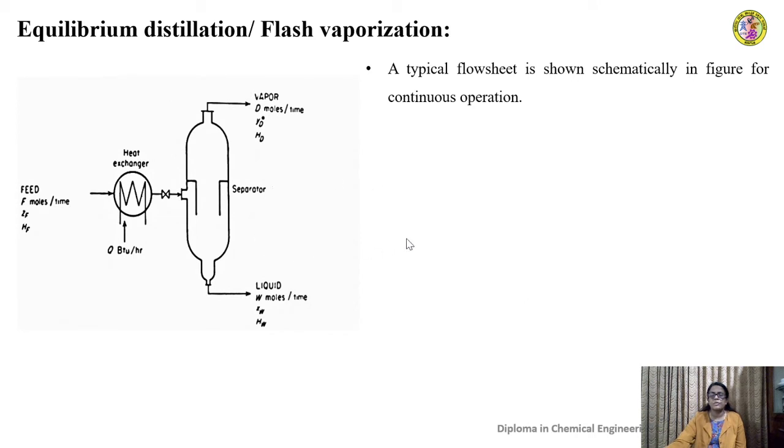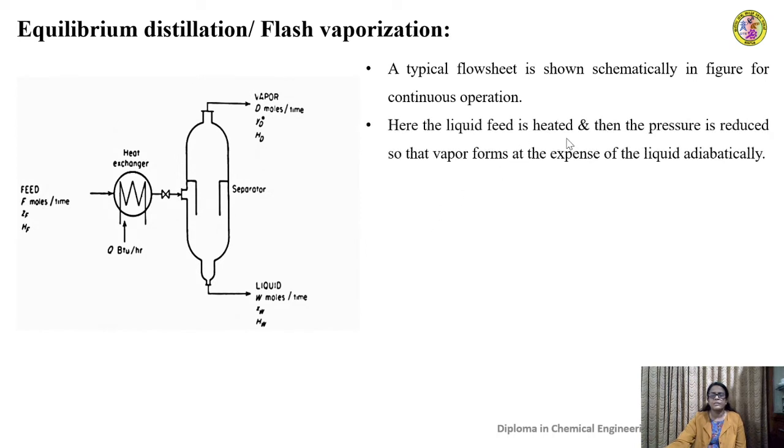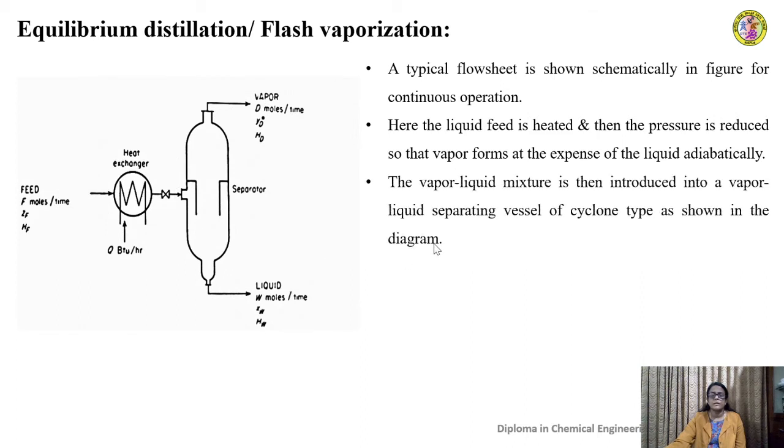So this is a typical flow sheet showing you how flash vaporization is carried out in industries. The liquid feed is heated in this tubular heater. Then pressure is reduced by means of a valve where vapor is formed at the expense of the liquid. That is, some portion of liquid flashes into vapor. So hence it is called flash vaporization.